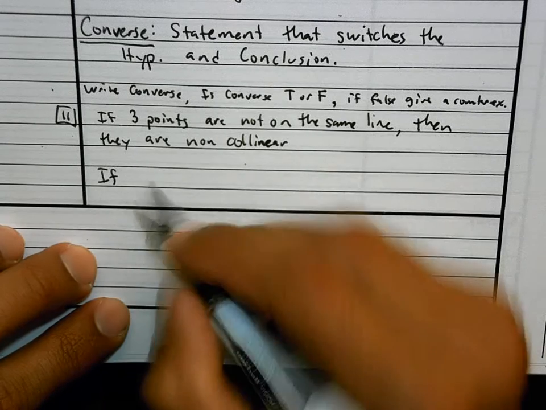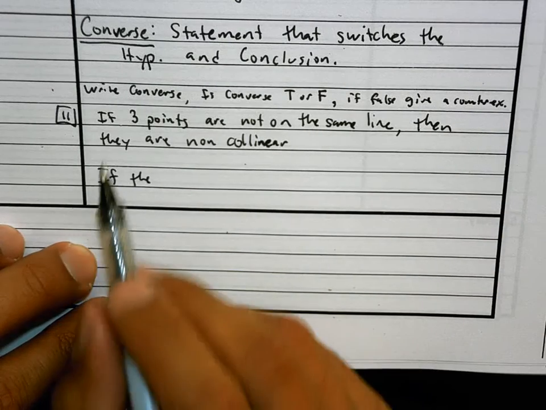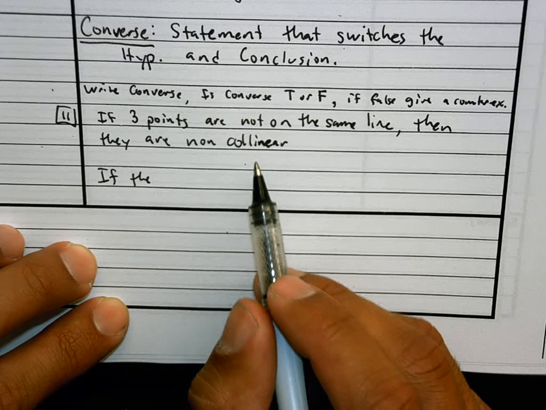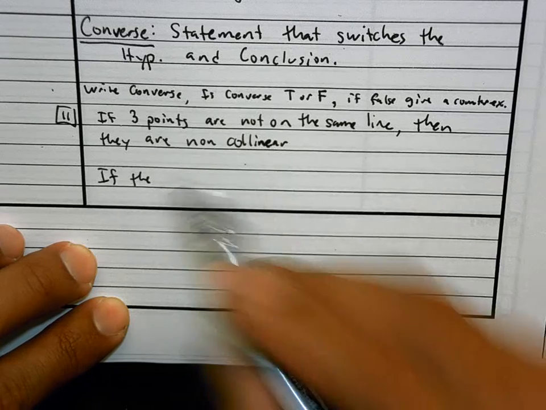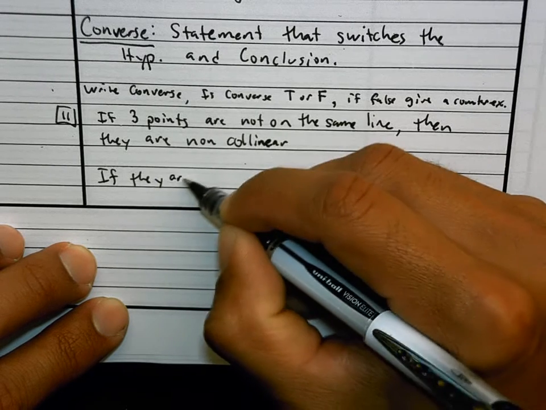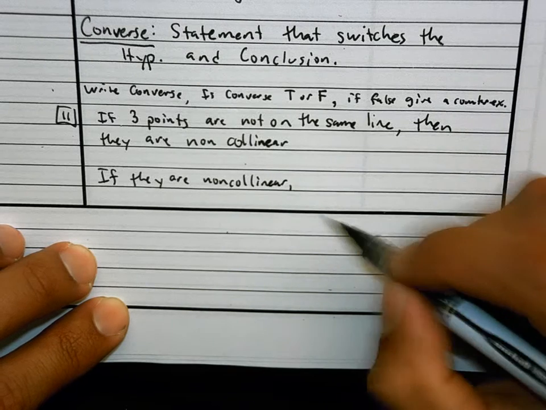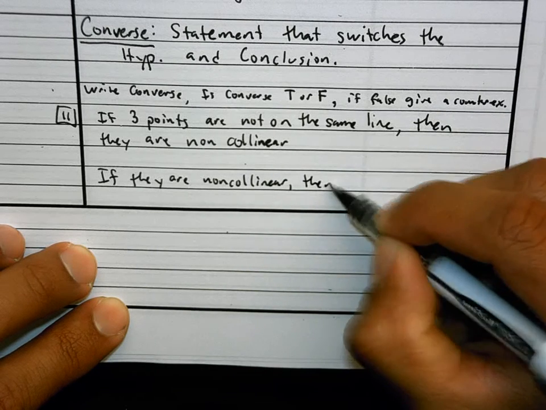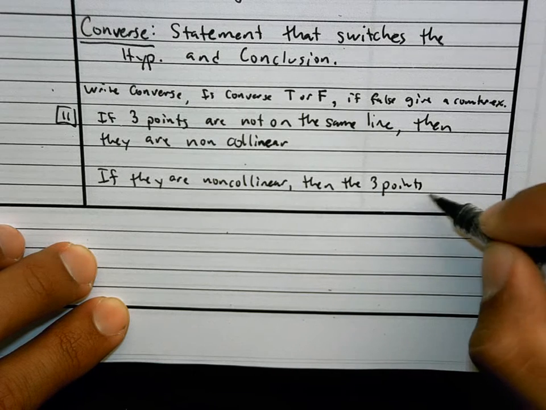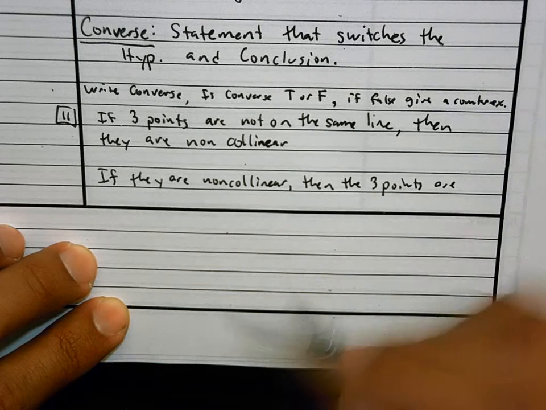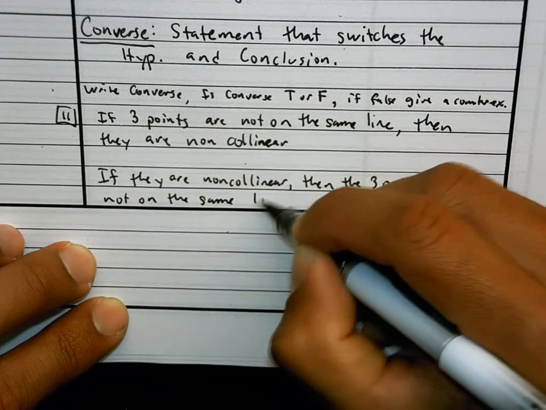If, what do I write next? You could say if they are non-collinear. If you want to be more specific, you could say if 3 points are non-collinear. You could say that as well. If they are non-collinear, then the 3 points are not on the same line.